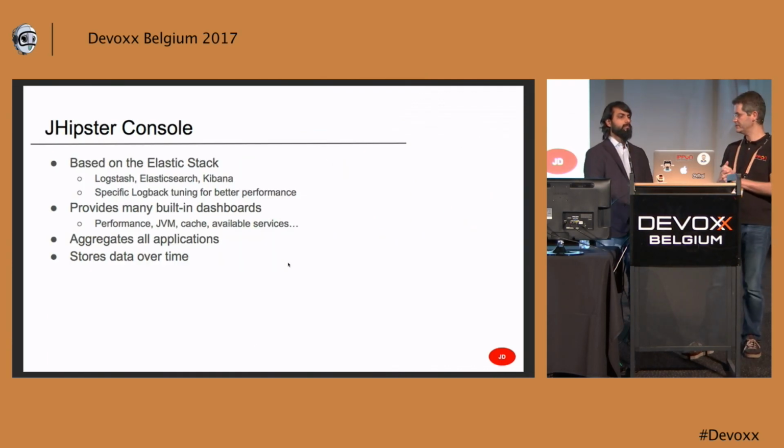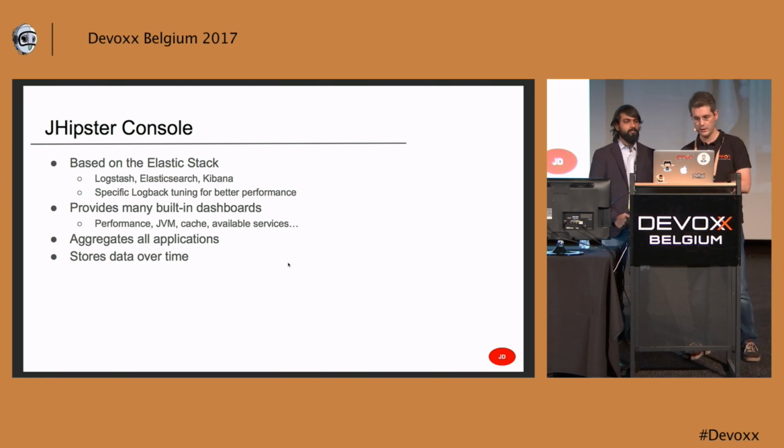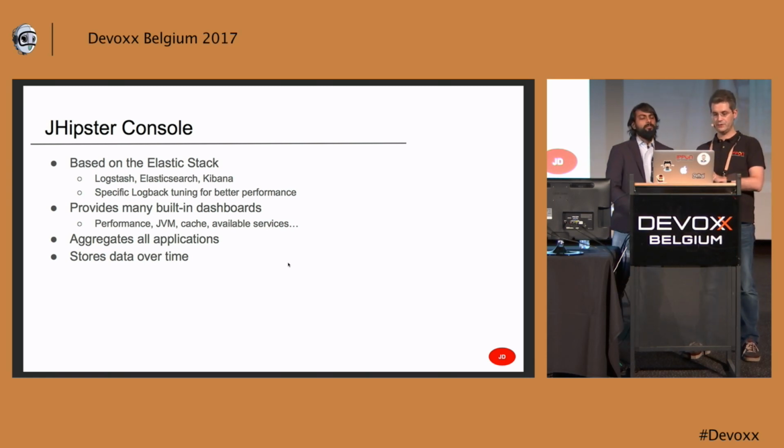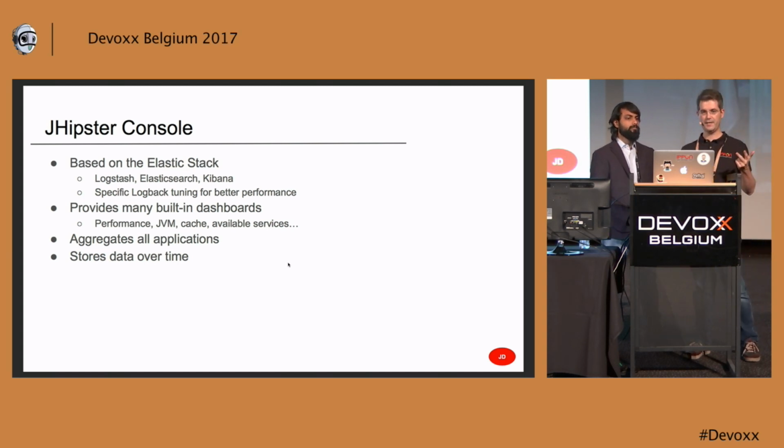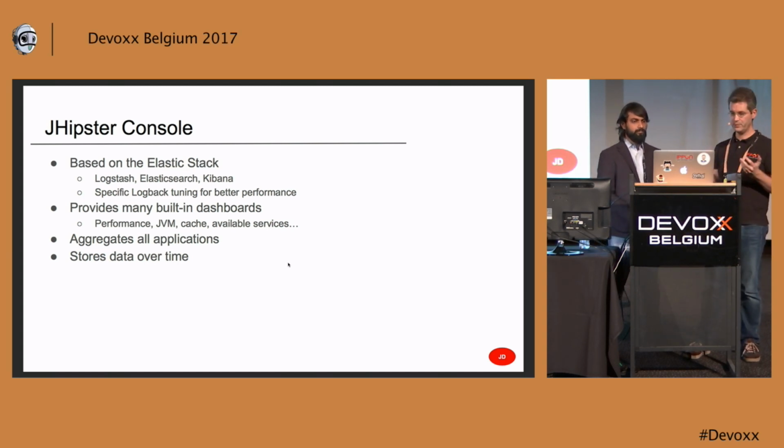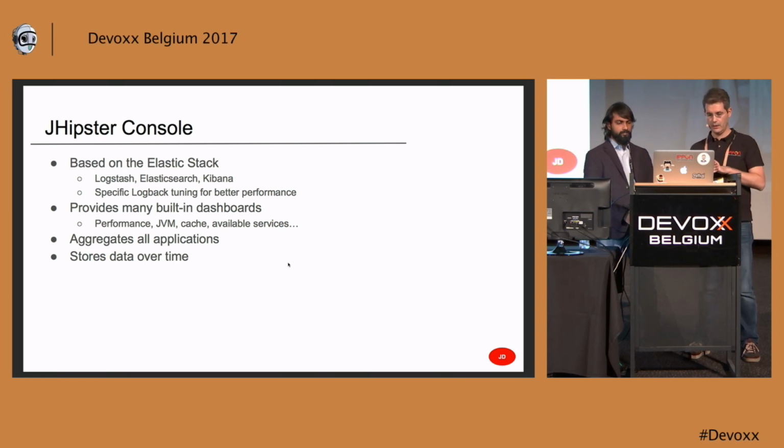So let us introduce you to the JHipster Console. So this is based on the Elastic Stack. The Elastic Stack is Logstash, Elasticsearch, and Kibana. So it's very well known for people doing monitoring. We did tune it quite a lot.